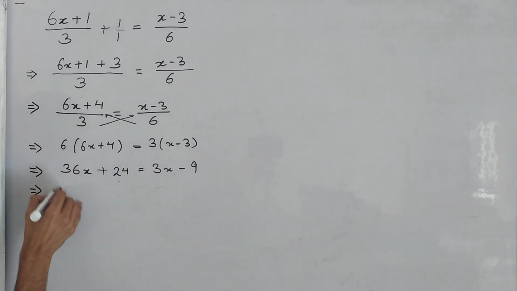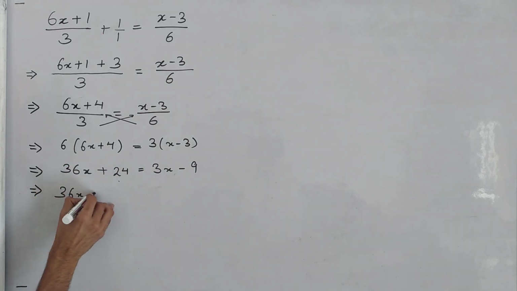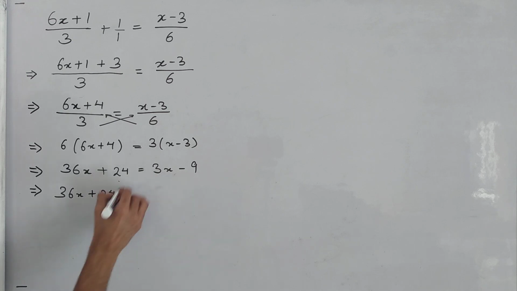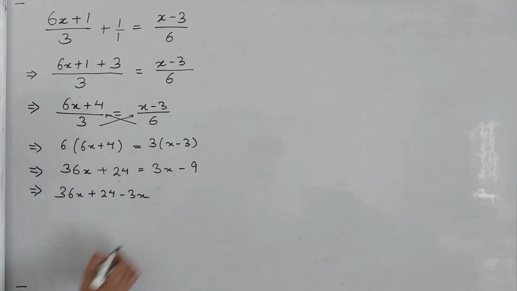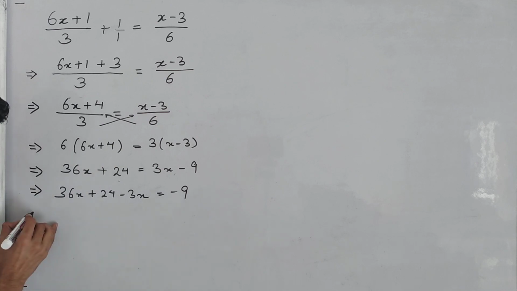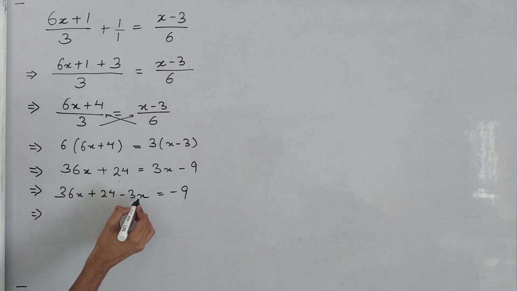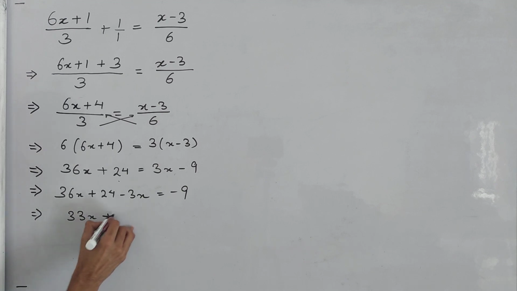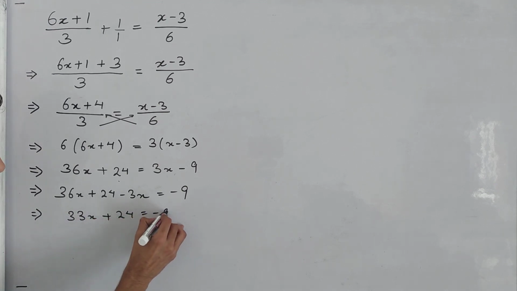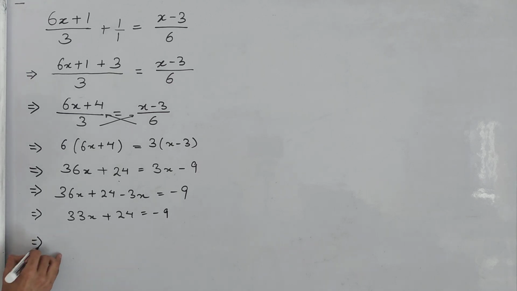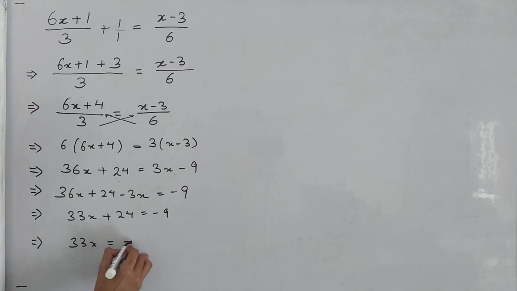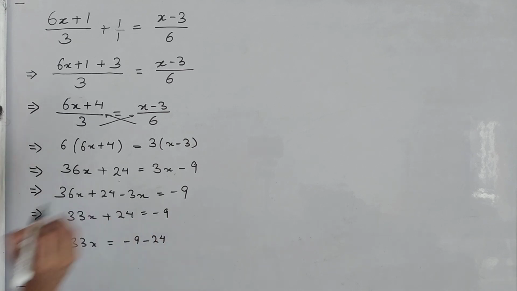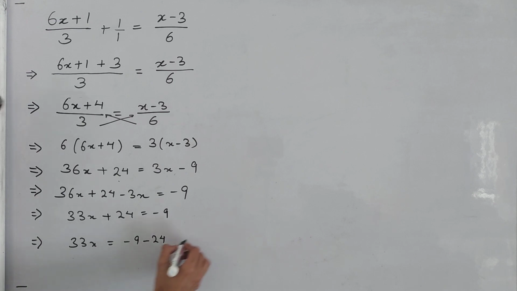Let us transpose this 3x over here. What will we get? 36x plus 24, and 3x will become negative 3x over here, equal to minus 9. 36x minus 3x is 33x, plus 24 is equal to minus 9. Let us transpose this 24 over there. 33x is equal to minus 9 minus 24.